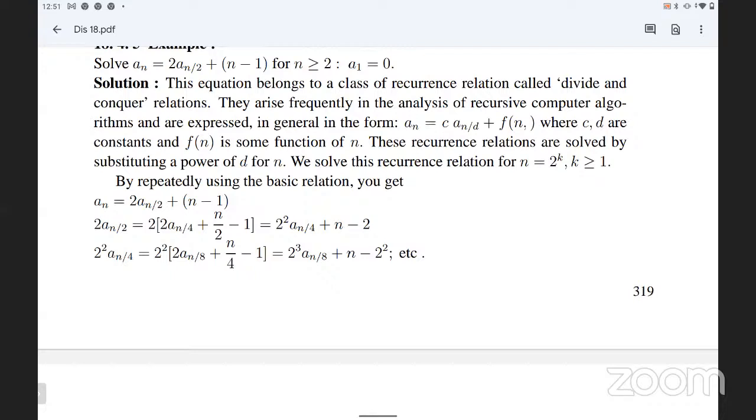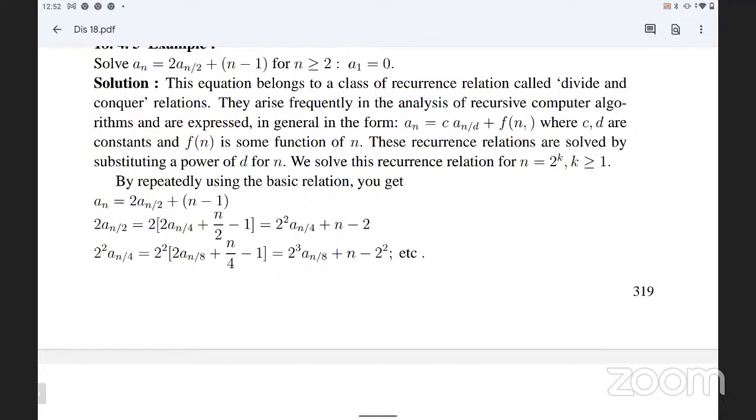So for example, I am taking the repetitions of this term. An example: an equal to 2a n by 2 plus n minus 1 is the first equation, the given equation. I don't know a n by 2, it is 2 times a n by 2. So that 2 times a n by 2 I will write in terms of another second term. What happens is, the 2 times a n by 2 I can write as 2a n by 4 plus n by 2 minus 1.